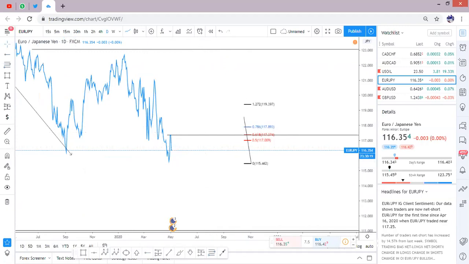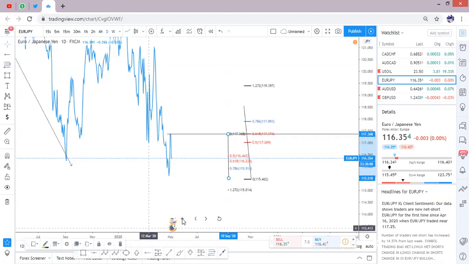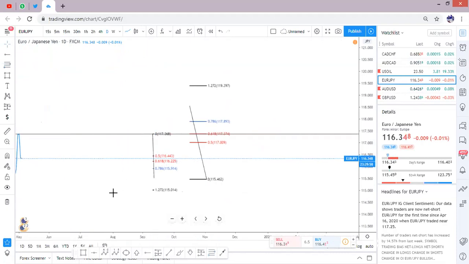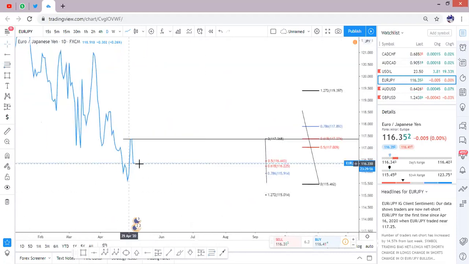So now what I'm going to do is from this low to this high, low. Price is currently in between 0.5 and 0.61. And if you watch closely, price is turning up already. It's trying to go back to give us double top here before starting dropping.